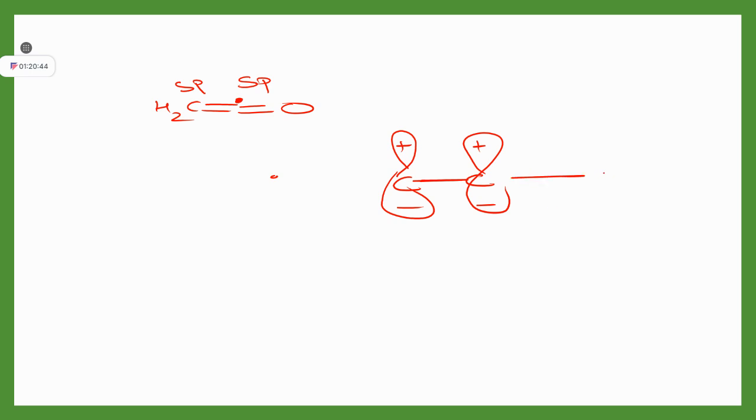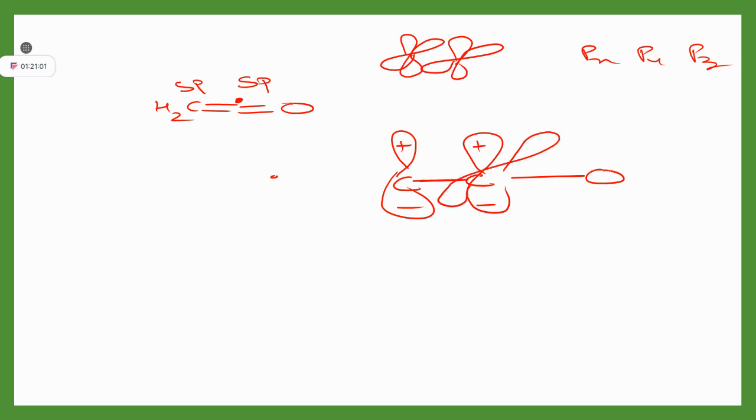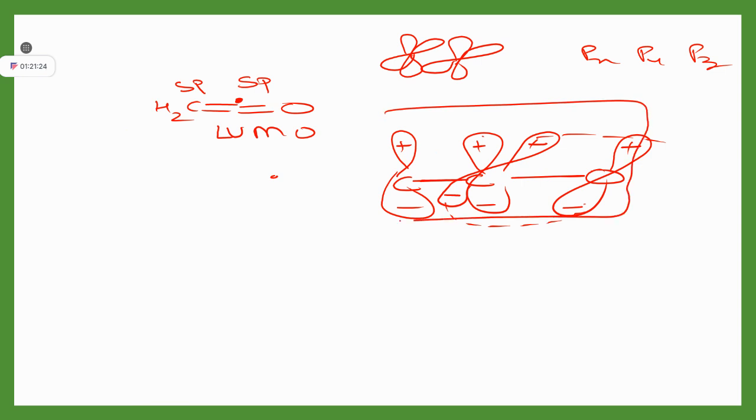And for the oxygen case, there are three p orbitals, right? Px, py, pz. One is this, another possibility is this also, right? So let's say with oxygen it has formed this bond. So this is the orbital picture of your ketene, right? Another hint is you have to take the LUMO of your ketene.